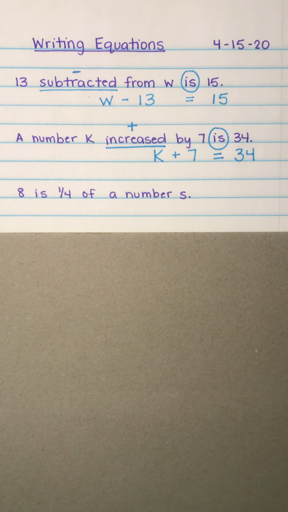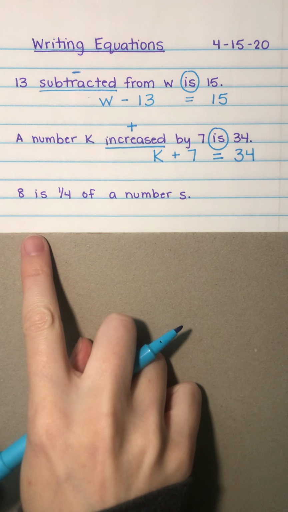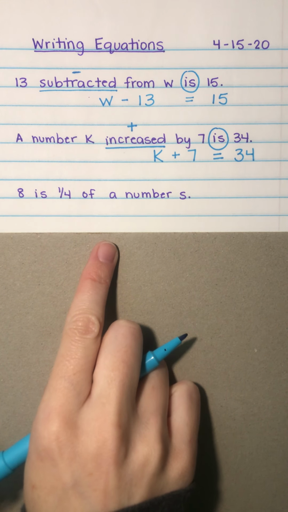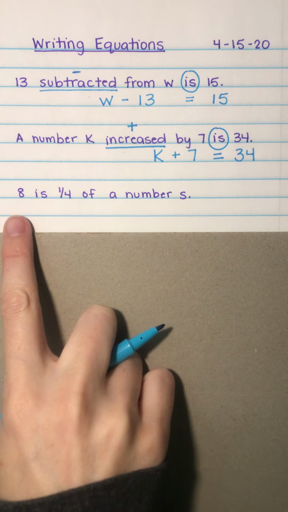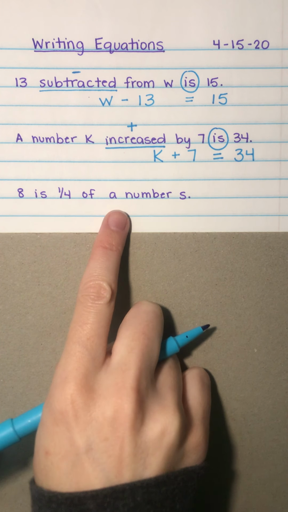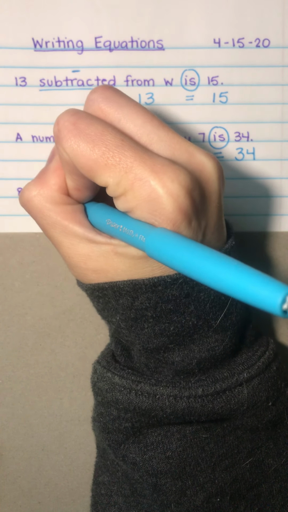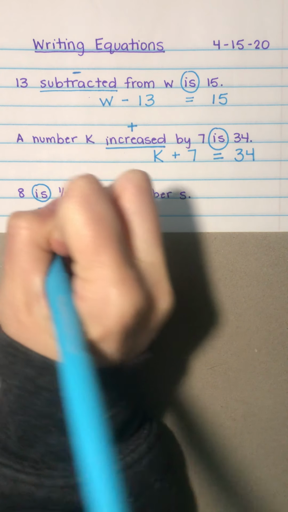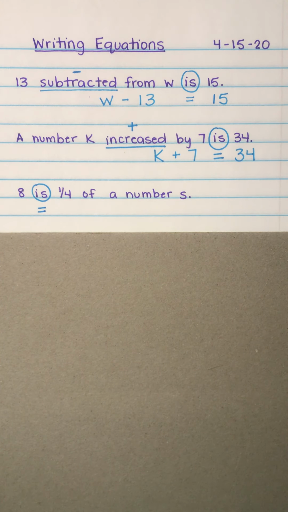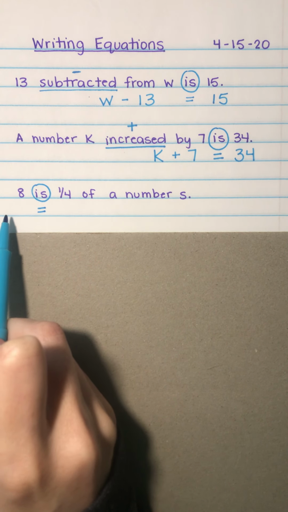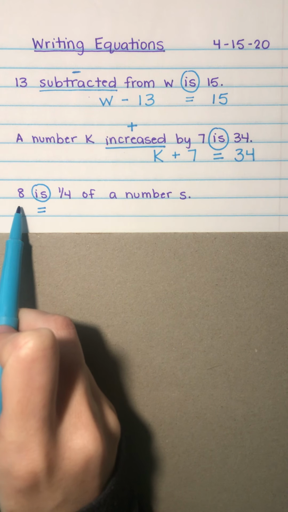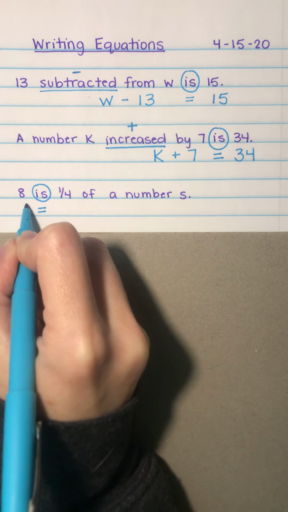All right, now the trickiest one here is if they ever add a fraction in, and that's this last example I have for you. There's also one other trick to this that I want to show you. This problem says 8 is 1/4 of a number S. First I told you, let's look for where that equal sign should go. I see the word "is," so I'm going to put my equal sign there. Now, the first trick for this problem is that the first part of the sentence just says 8. So I can actually just write that down right here.